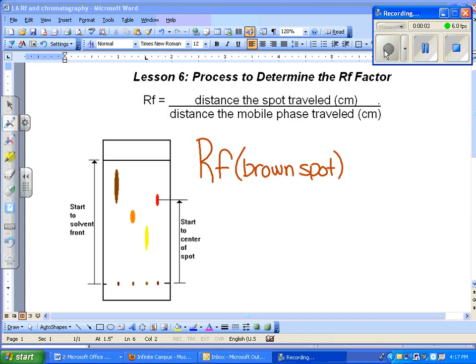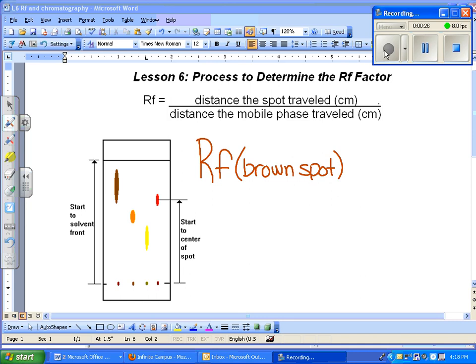This video is going to help you to calculate RF factors. The first thing that I want you to do is get to your lesson and look to see where this is on your paper, because I want you to go ahead and use a ruler to measure the distance. The RF is the distance the spot traveled divided by the distance the mobile phase traveled.